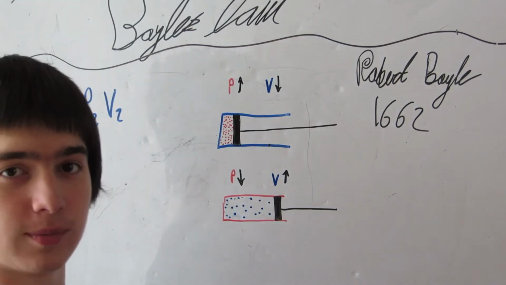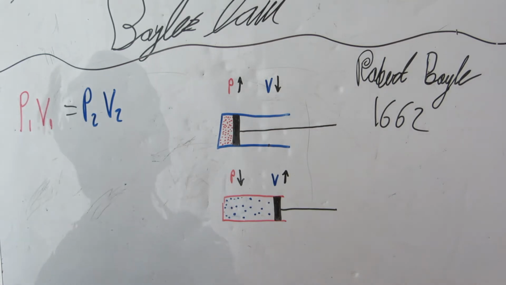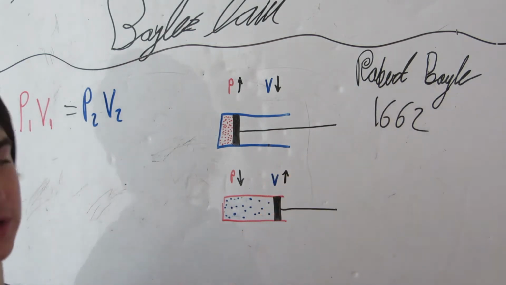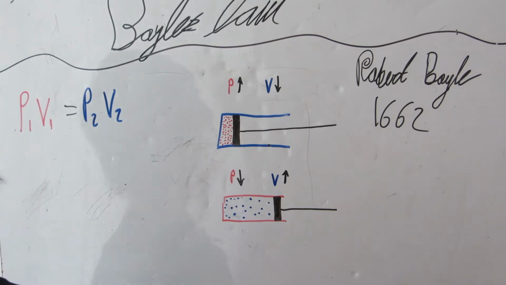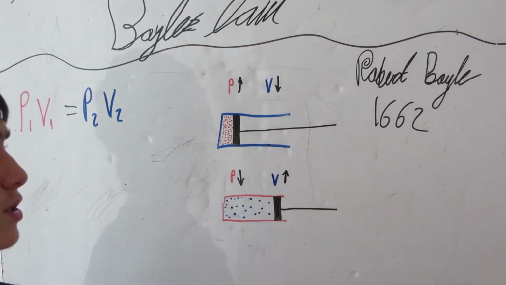In today's lesson I'm going to talk about Boyle's law. Boyle's law was published in 1662 by Robert Boyle. The name was coined from his family name, so it was called Boyle's law.